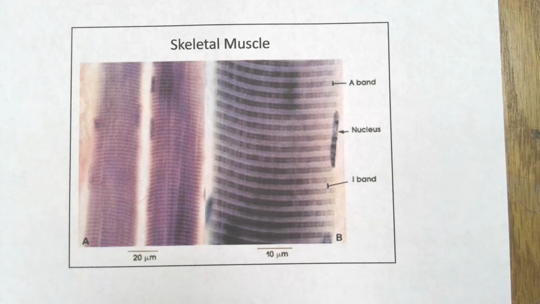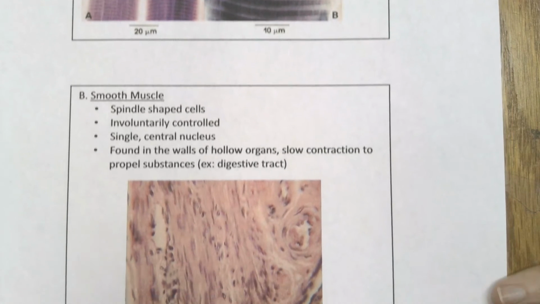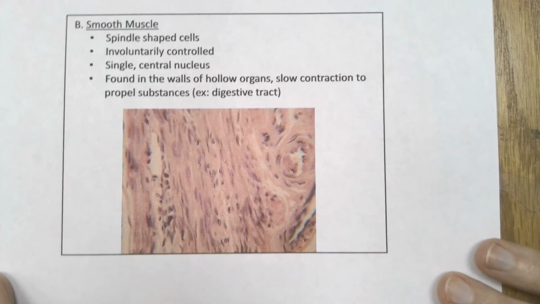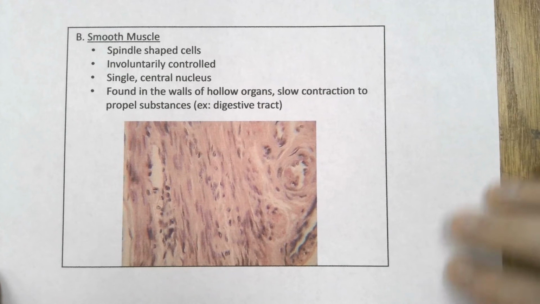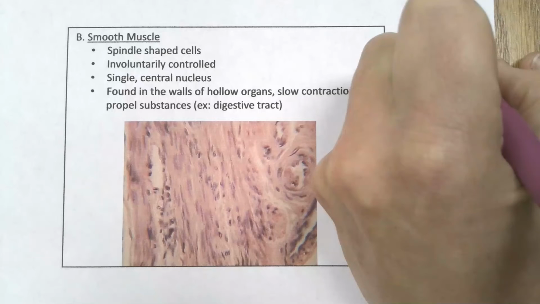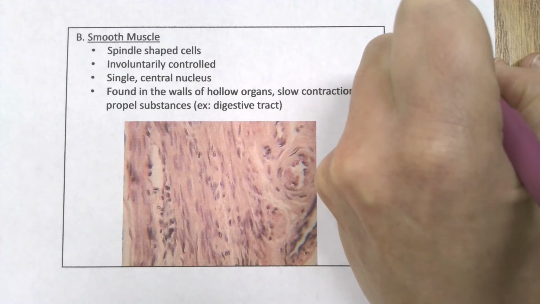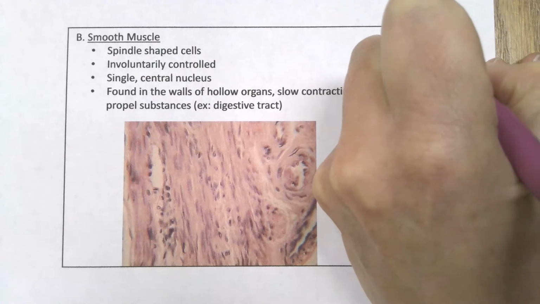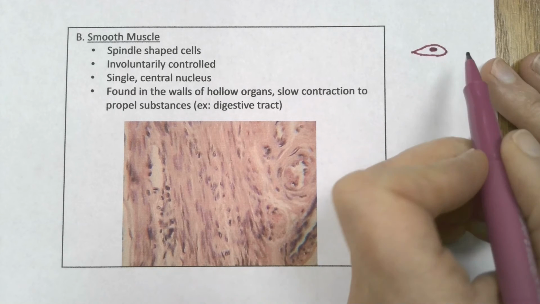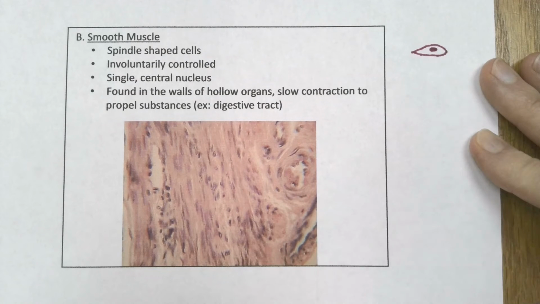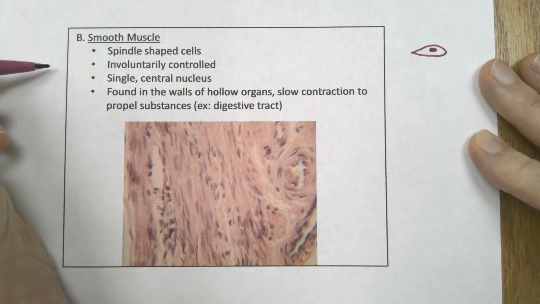Okay, so then smooth muscle. This is going to have a different shape to it, not just that of a long pencil. It's what's called a spindle. A spindle is fatter in the middle and tapered at the ends. So that's a spindle-shaped cell. Smooth muscle is single nucleate. It's involuntarily controlled, so you don't have to think about this.